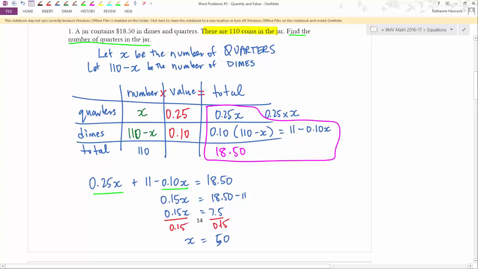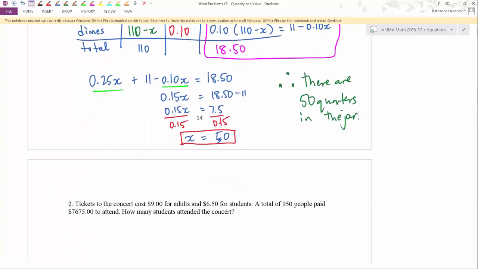in the jar. X was the number of quarters, so I've done that. We found the number of quarters in the jar. So I can write my therefore statement. Therefore, there are 50 quarters in the jar. And we could easily figure out the number of dimes by just subtracting it from 110. So that's the first question.